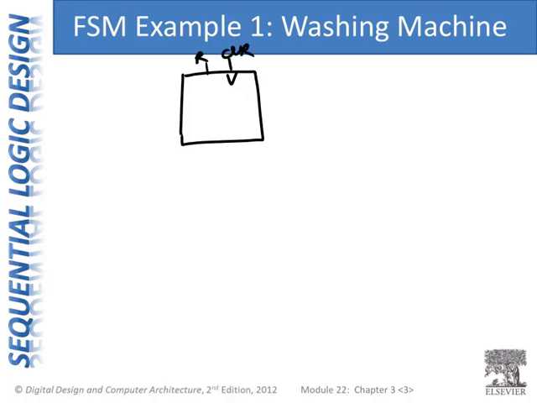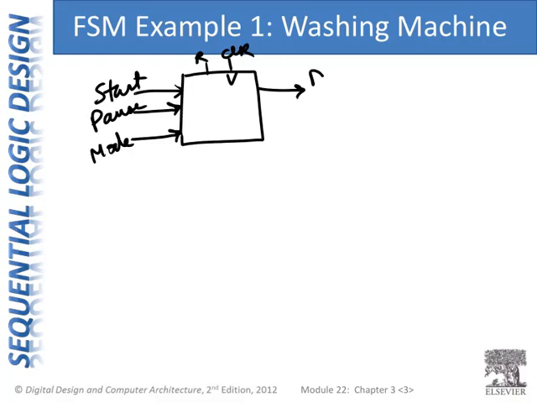And now let's suppose we have some additional inputs. We have a start input and a pause input. And maybe we also have a mode input. And we have an output that says done. It's like a buzzer that goes ding, done. Okay, so we've started with our black box diagram showing just the inputs and the output.